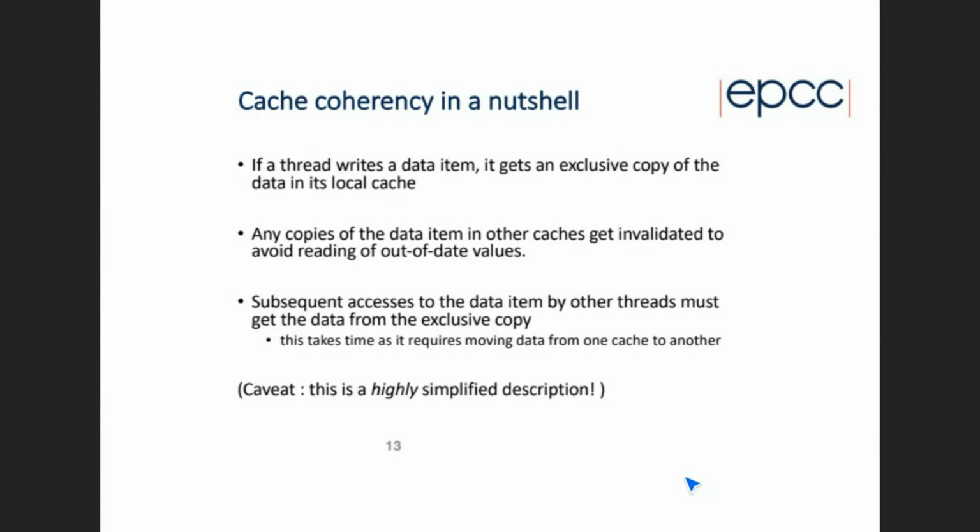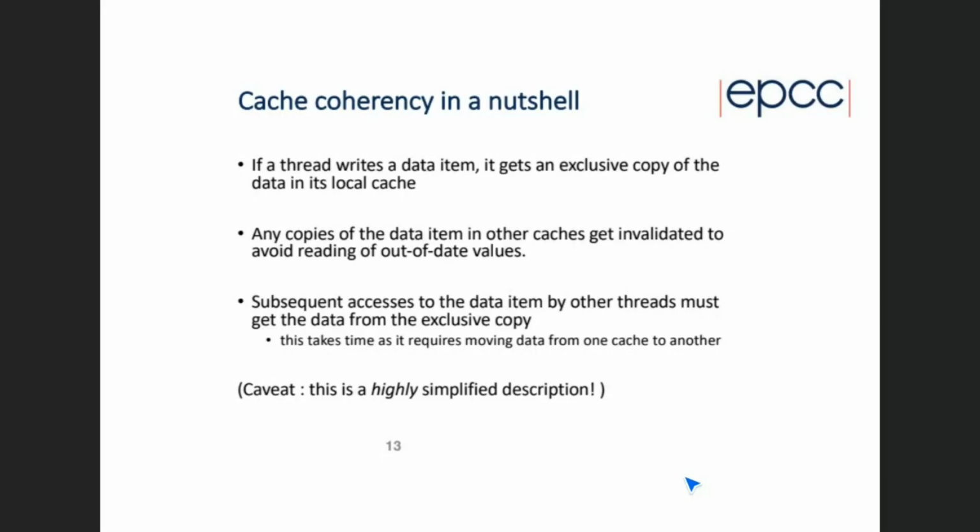Essentially, what's happening is this process here. Whenever a thread writes a data item, it will get an exclusive copy of that data stored in the local cache on the core where that thread's executing. And when it does that write, any other copies of that data item that happen to be in other caches at the moment get invalidated, in order to avoid other cores reading an out-of-date value of that memory location.